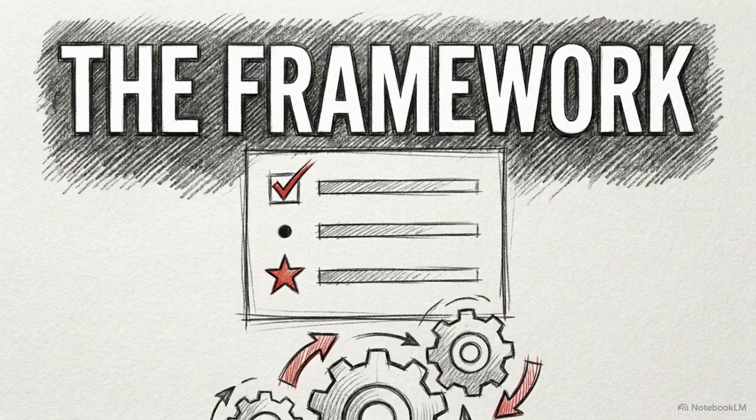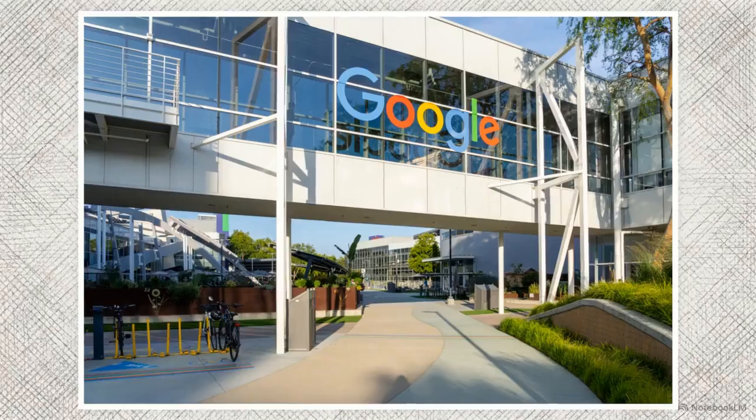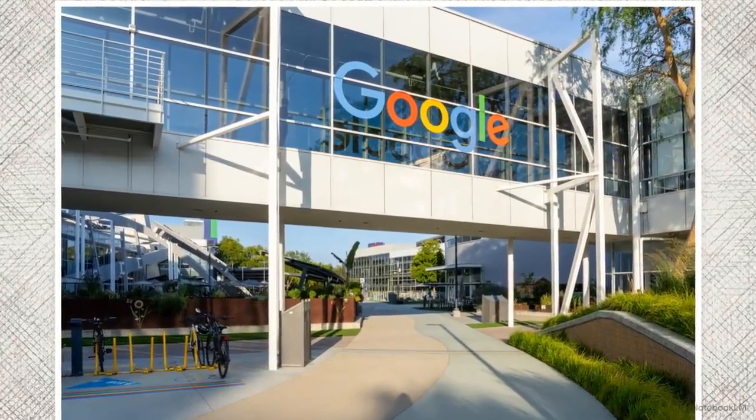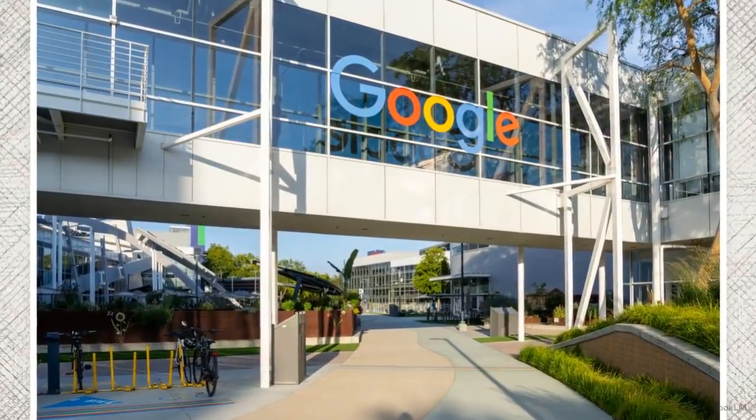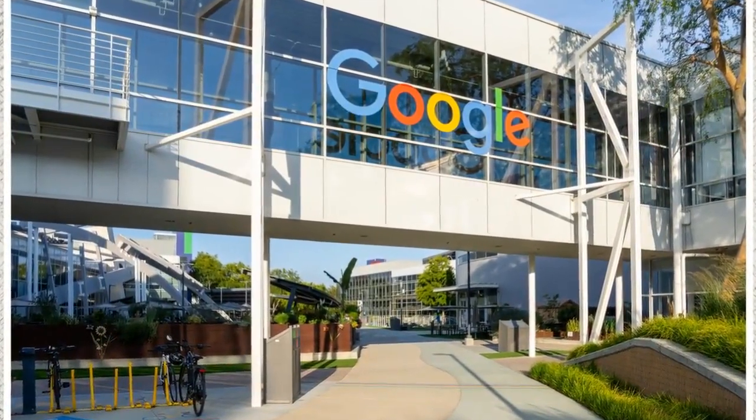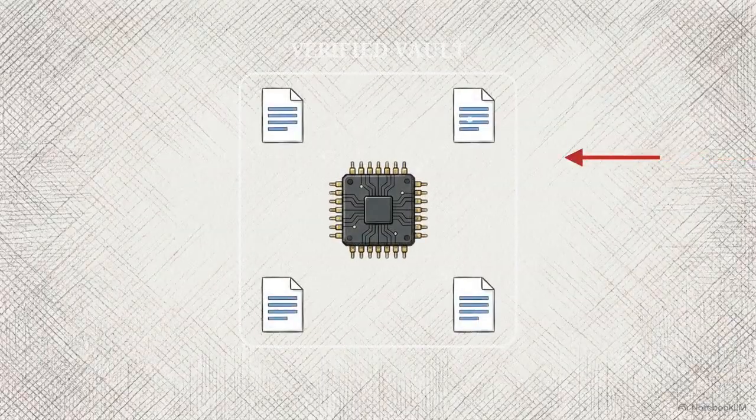Here are the steps to build that system for yourself. Step 1 requires a closed-loop system. This means the AI is restricted to only reading the exact documents you provide, which prevents it from pulling in outside misinformation. Google's Notebook LM is built specifically for this task.